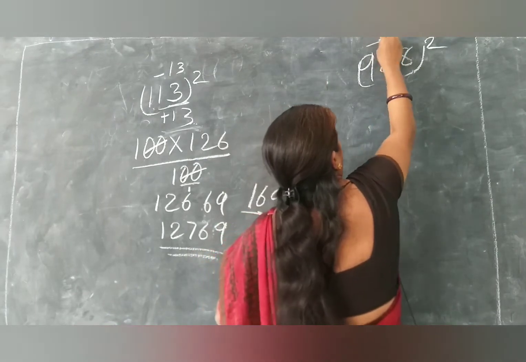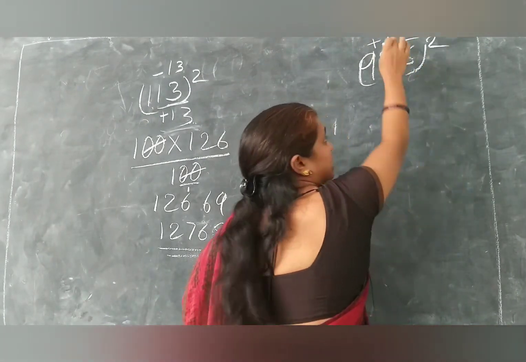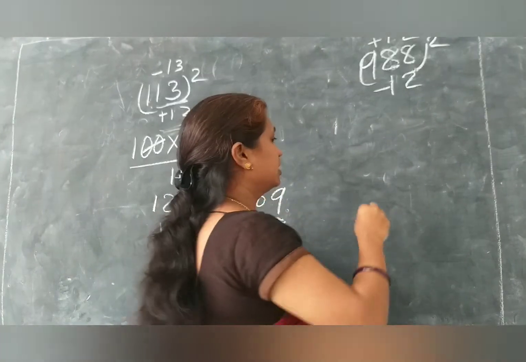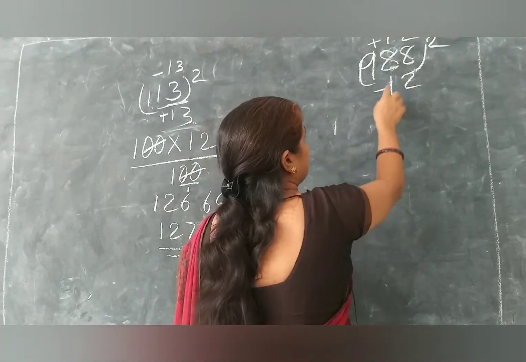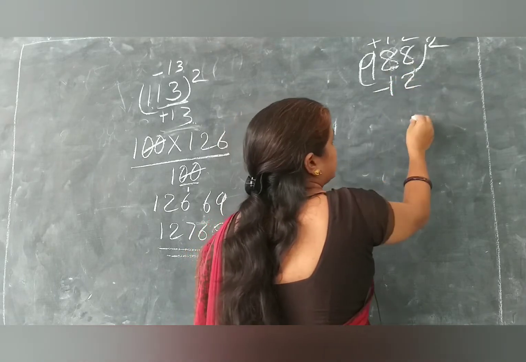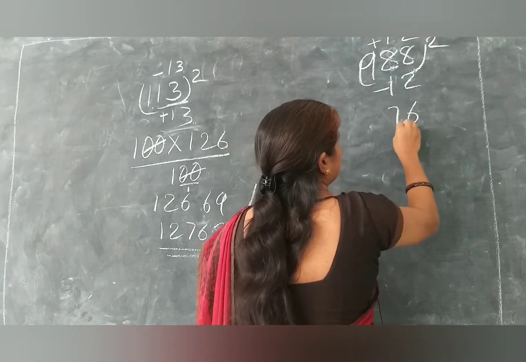So, I will add 12 here. So, if I am adding 12, I have to subtract 12 again. Okay. Now, see here. So if I am subtracting 12, what will I get? 8 minus 2 is 6, 8 minus 1 is 7, 9 here.